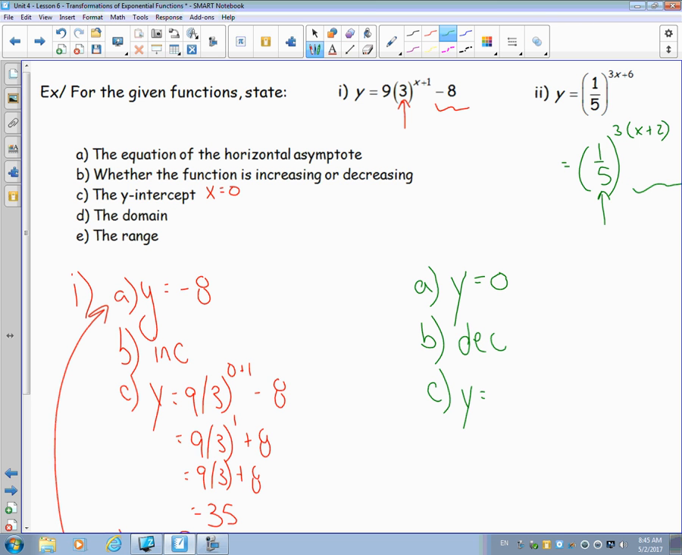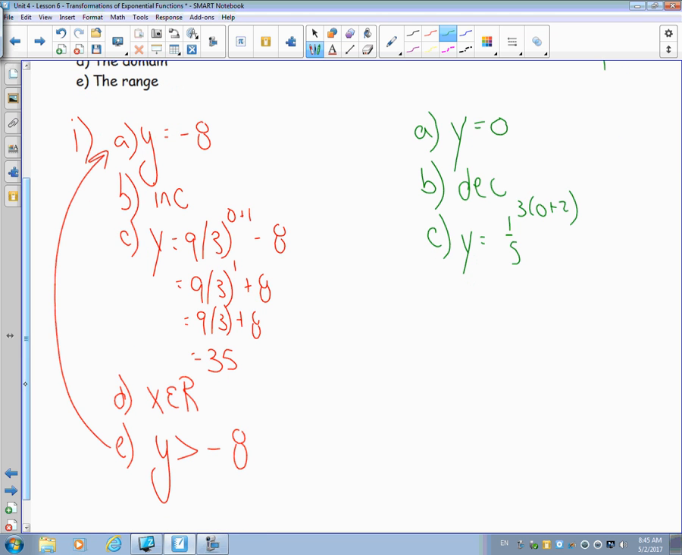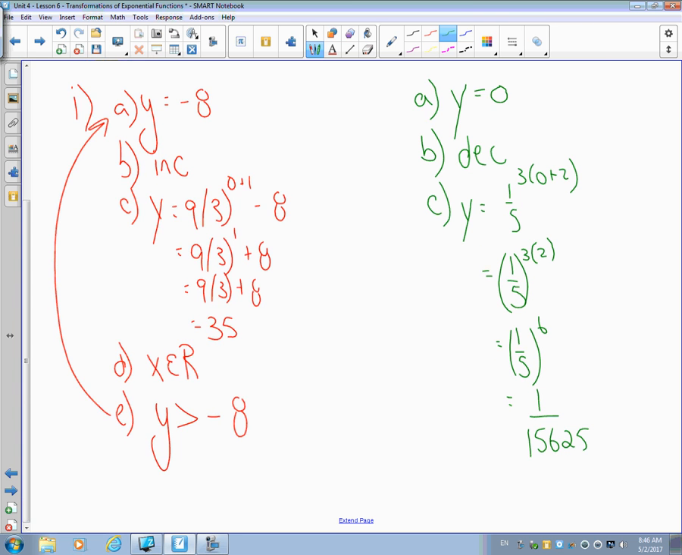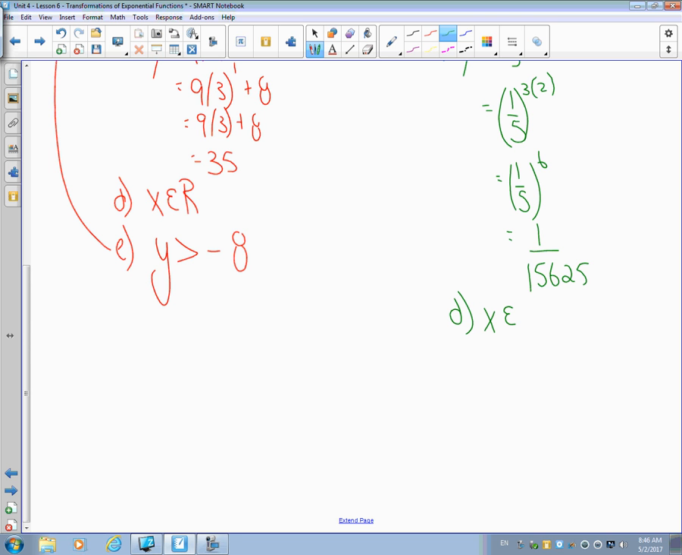Okay, y-intercept. I make my x become a 0. See what happens. Okay, so I'll get 1/5 to the 3 times 2, which is 1/5 to the 6, which, if I apply that, 1 to the 6 is 1, and 5 to the 6 is 15,625, I believe. Yep. Okay. Domain range, 2 little trick questions almost. Our domain's all real numbers, and our range, depending on our asymptote, has to be greater than 0.